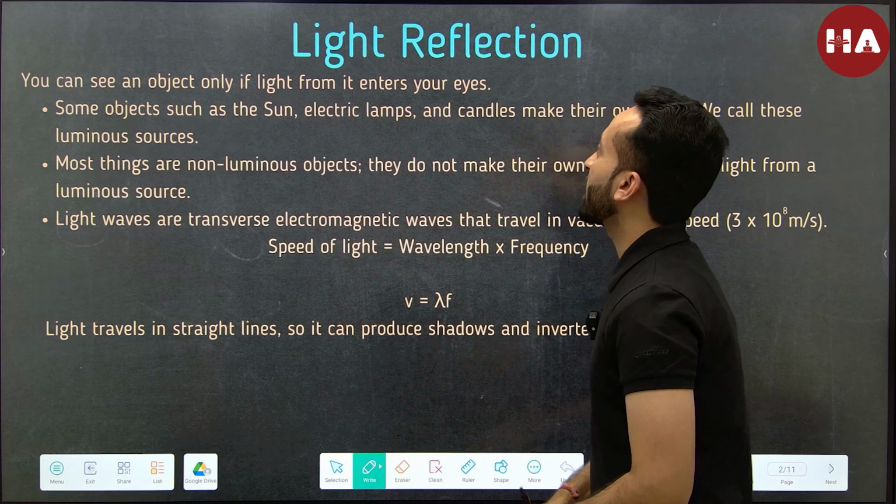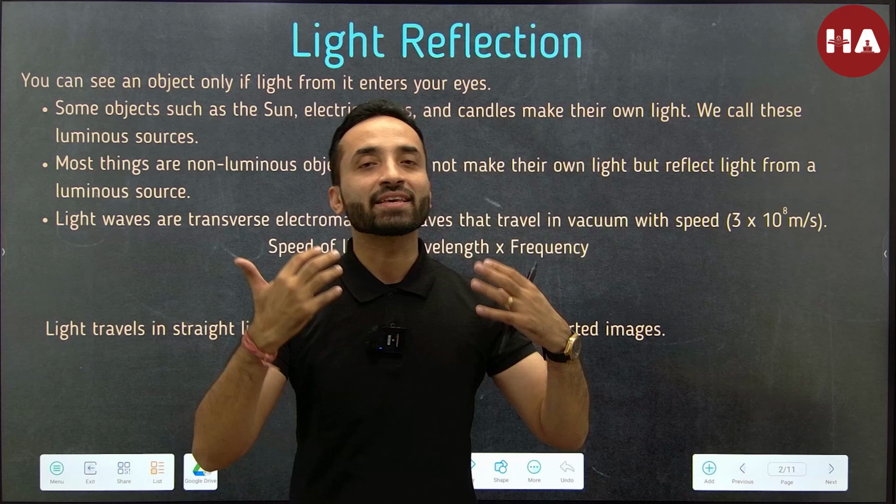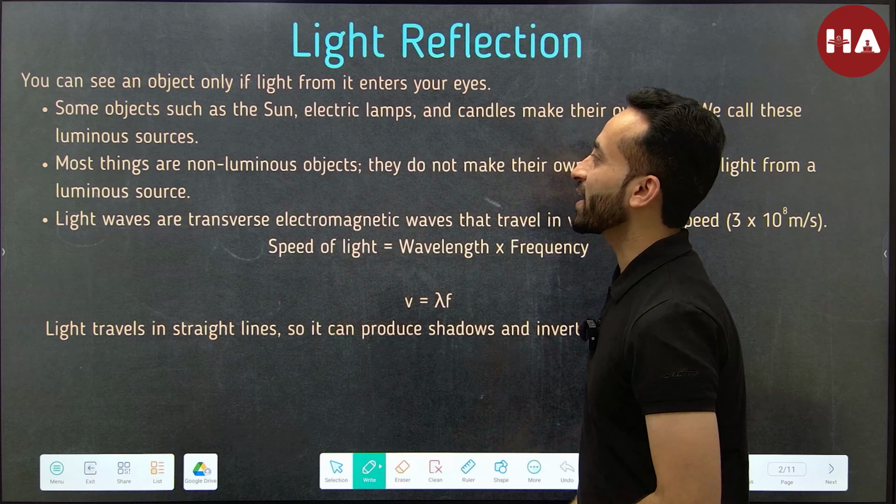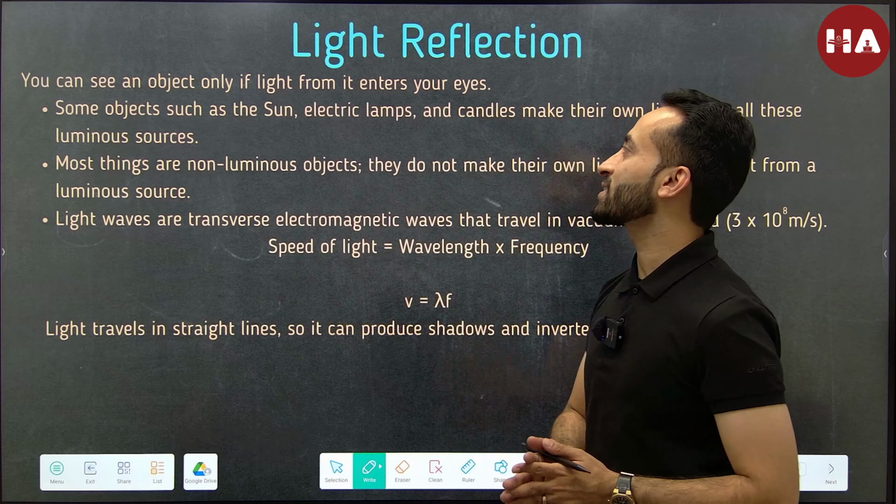So light reflection, you can see an object only if light from it enters your eyes. So of course we are only able to see things because of light, right? So imagine there is dark in the room and there's no source of light, then you won't be able to see things. But when you switch on the light, what happens is light gets reflected by those objects. So it is the reflection of light by the objects that gives us this facility of viewing things, right? So you can only see objects if light enters your eyes.